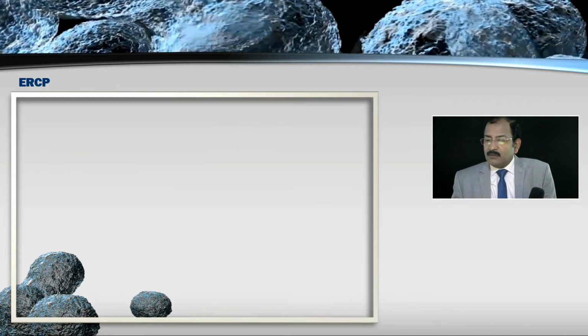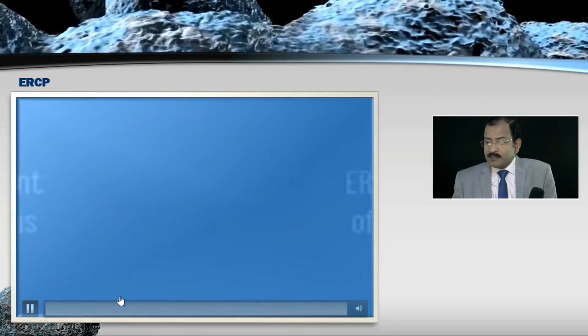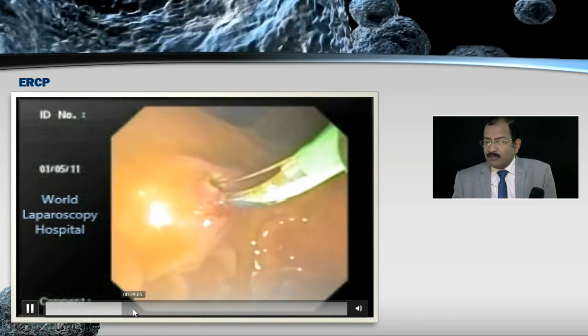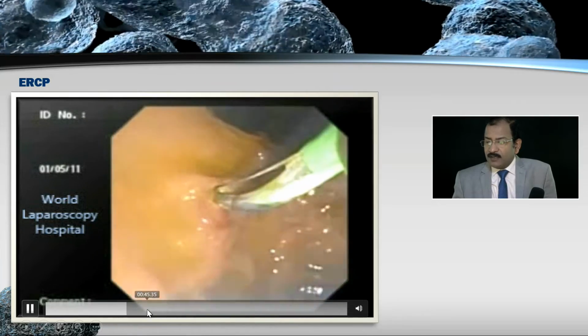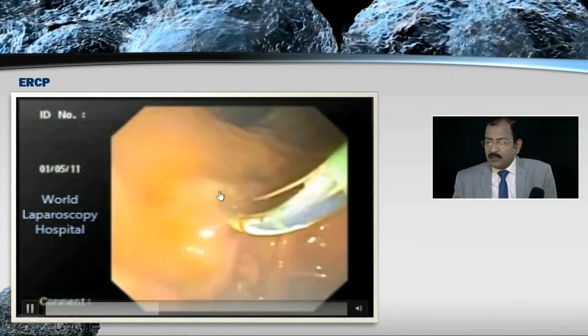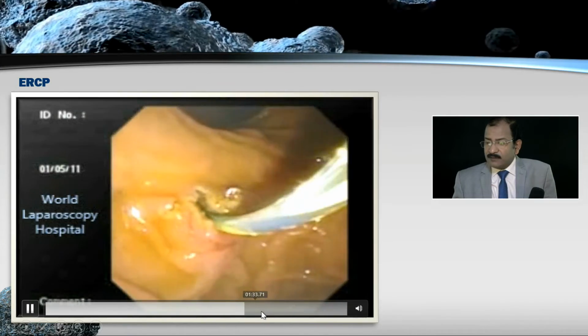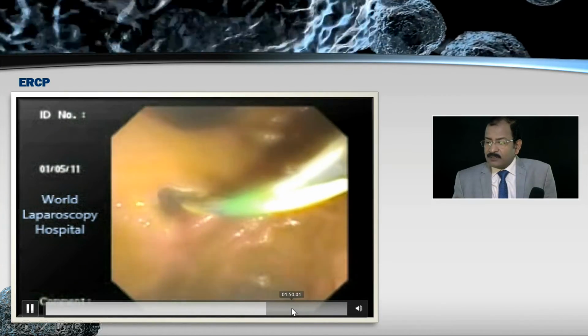So, ERCP we have already discussed before. This is a sphincterotomy going on, that will be at the position of 11 o'clock and you will cut the mucosal fold, then you can put the Dormia basket and then you can pull the stone out.